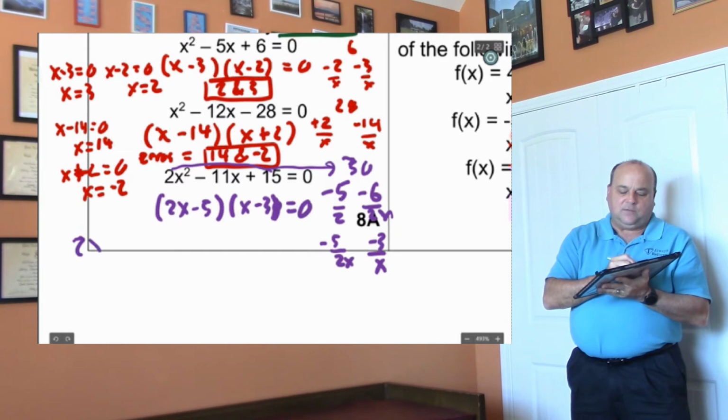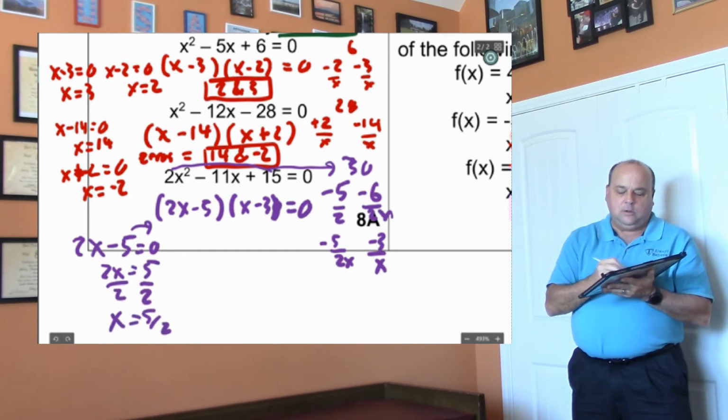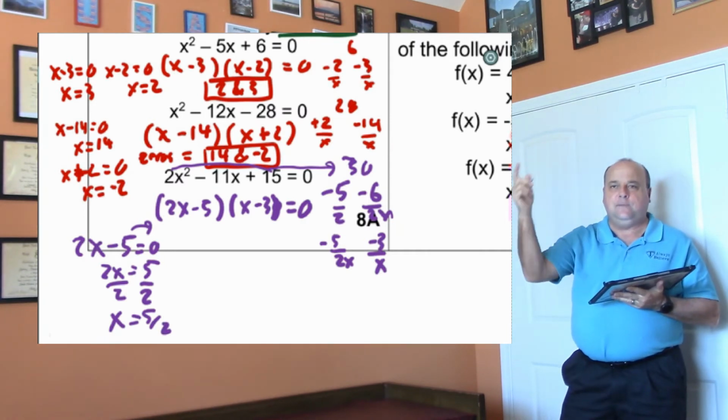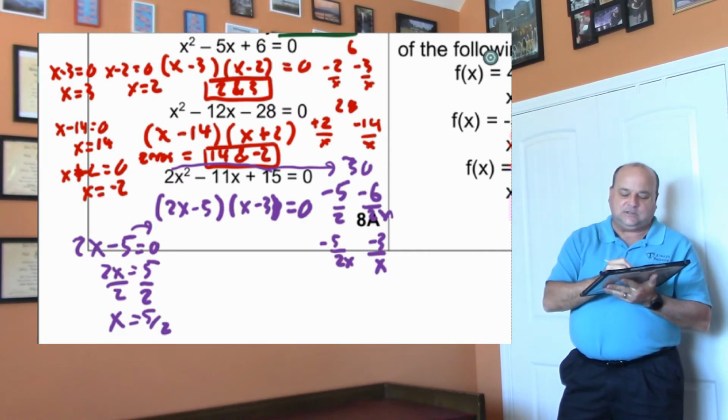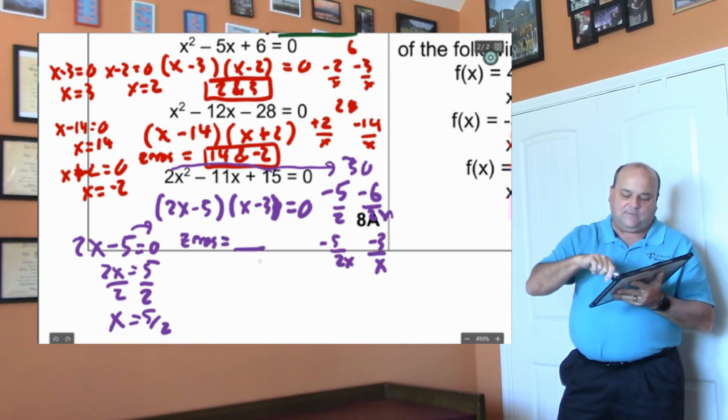Now then, set both of these equal to 0. 2x - 5 = 0. I'm going to move the 5 over and divide by 2. This will be a fractional root, won't it? So at 5 over 2, which is 2.5, the parabola will cross the x-axis. So one of my zeros is 5 over 2.